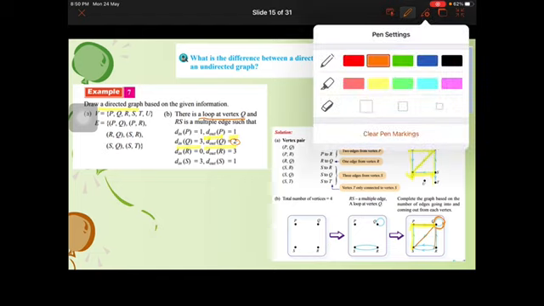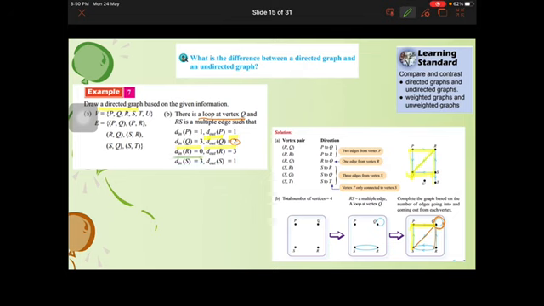How about d in R? D in R is 0 and d out R is 3. D in R, the degree into R, is 0, because there is no edge coming into R. What we have here is going out. 2 are going out, and another one here, so 3 are going out. That is why d out R is 3, while d in R is 0.